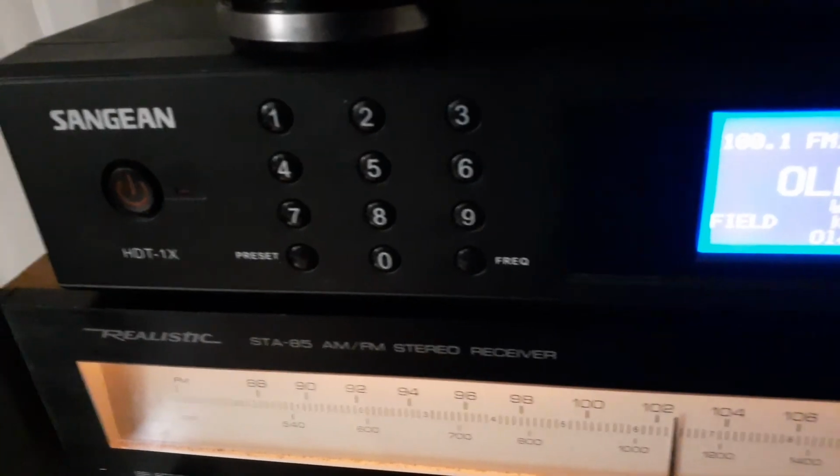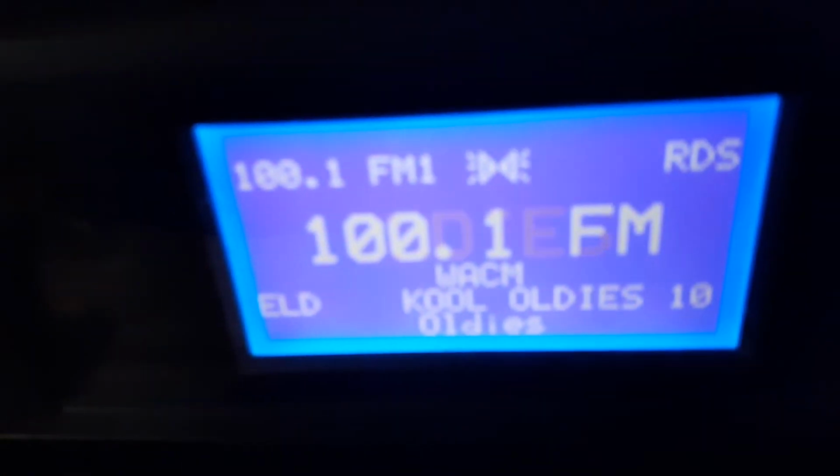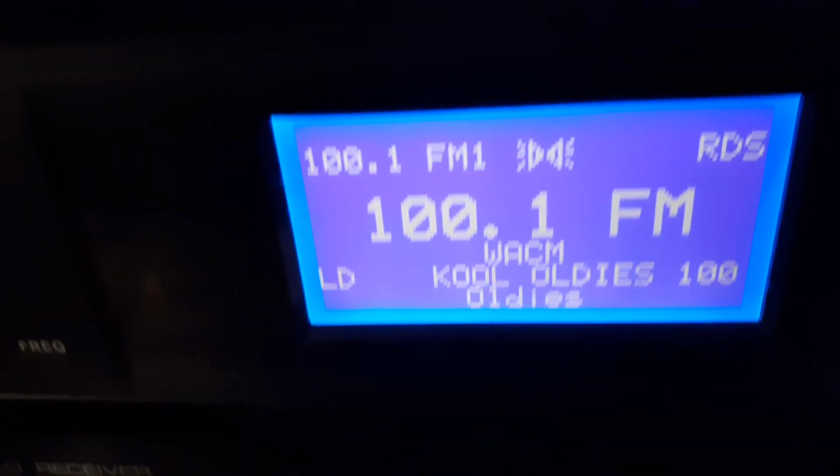So it's a Sangean receiver. I have two of these actually. And this has always worked well. I have had no problem with it.